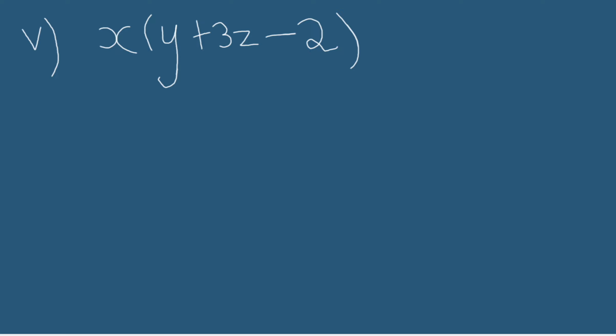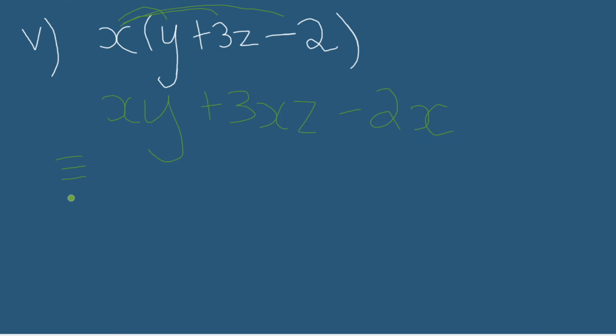This is another expansion. Let's use green. So x times y is xy. x times 3z is plus 3xz, and x times minus 2 is minus 2x. It really doesn't matter the order of the terms and the order of the variables within the terms. So this is the same thing.